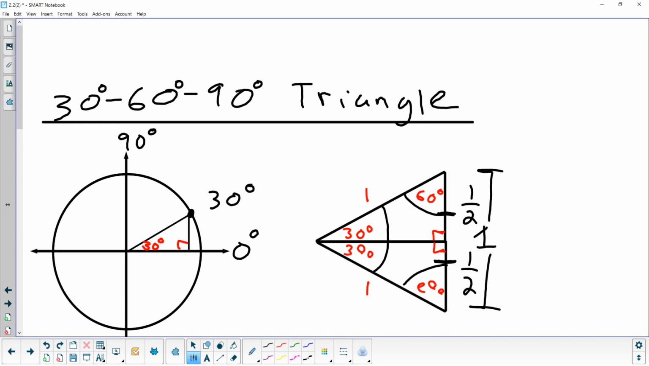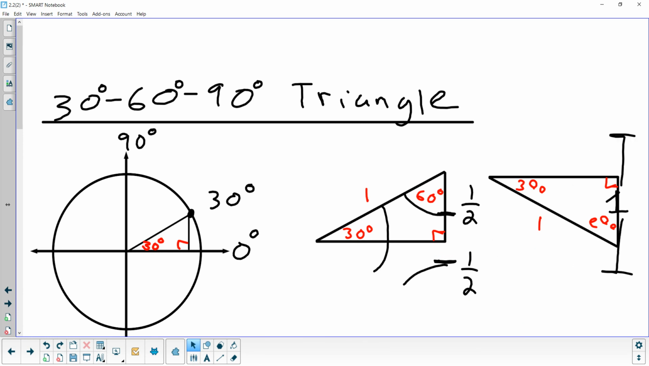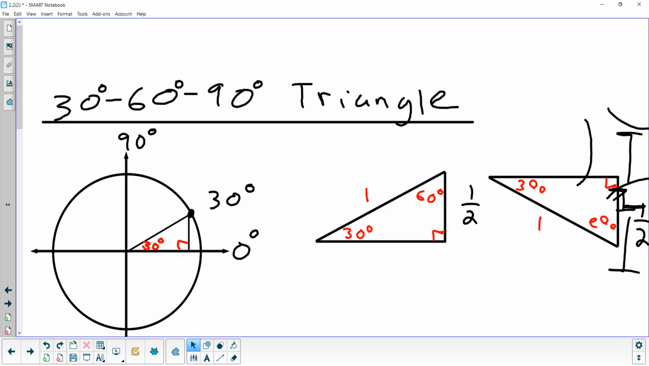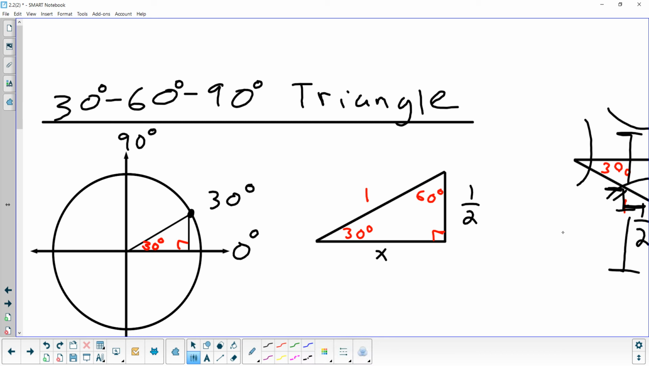Okay, I don't need that bottom triangle anymore. You can keep it there because it's in your notes. I'm going to move it off to the side because I need more space to write down here. Let's just move off what I don't need. And I know that side's 1/2. Now I'll call the bottom side x. And let's set it up with Pythagorean Theorem. And let's get our third side.